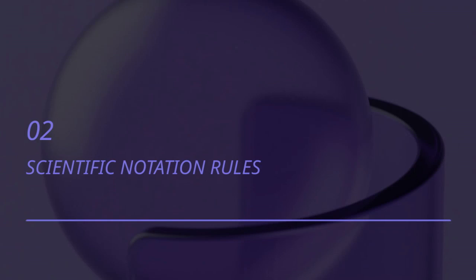Let's now take a closer look at the rules for scientific notation. Scientific notation is a way to write very large or very small numbers in a compact and manageable form. The key idea is to express a number as a product of a number between 1 and 10 and a power of 10. For example, instead of writing 500,000, we write 5 times 10 to the power of 5. One important rule is that the coefficient, the number in front, must always be at least 1, but less than 10. This makes the number easy to compare and work with.